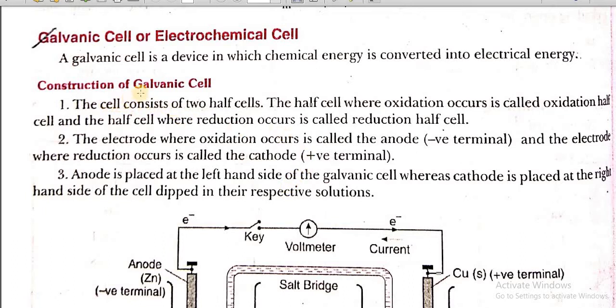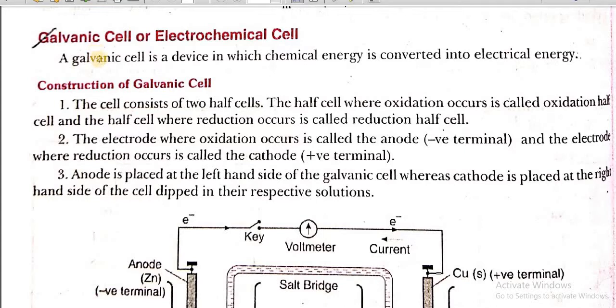Hello class. Today we are going to see about galvanic cell or electrochemical cell. After that we'll see how we can construct a galvanic cell. Then we'll see about electrode potential, both oxidation and reduction potential. And after that we'll see EMF of a cell, that is electromotive force of a cell.